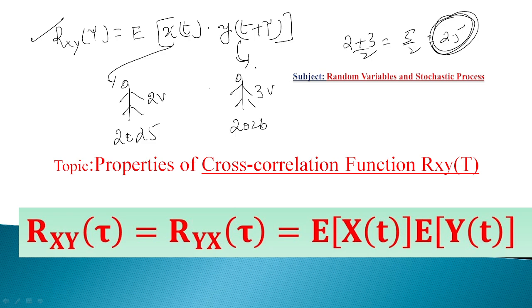If two random processes x of t and y of t plus tau, the relation between the two random processes is called cross correlation, or else the average of two random processes is called cross correlation.